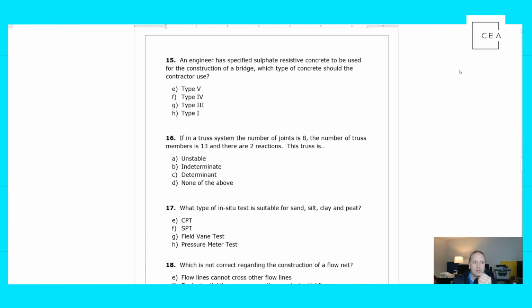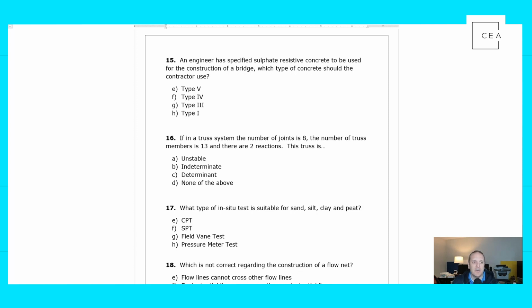But this next one, the question states that an engineer has specified sulfate resistive concrete to be used for the construction of a bridge. Which type of concrete should the contractor use? So, you need to understand the types of concrete that can be used during construction. This is one that you will have to experience as you solve problems, right? You need to become familiar with the type of material that they can use, the type of concretes that can be used, and why they would select them in different scenarios.